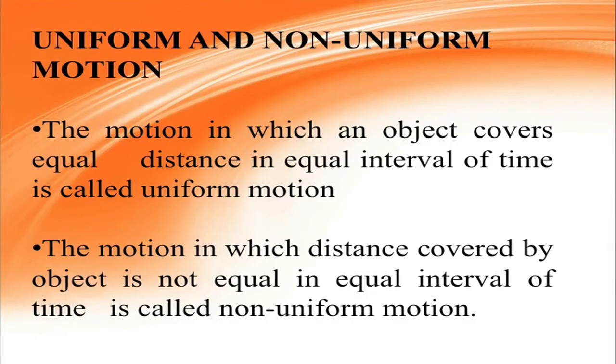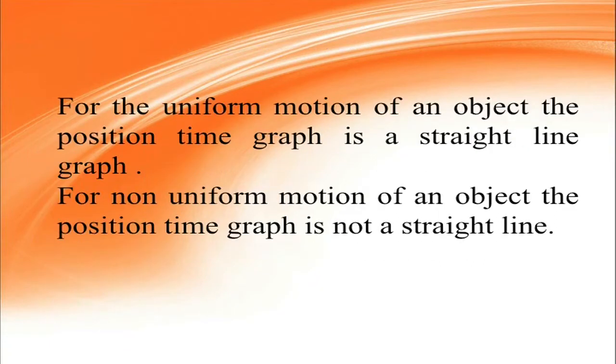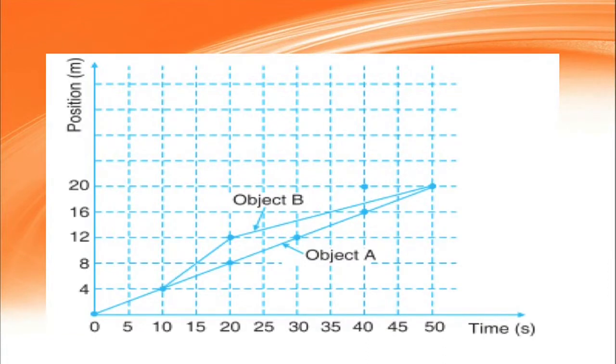The motion in which an object covers equal distance in equal intervals of time is called uniform motion, whereas the motion in which the distance covered by an object is not equal in equal intervals of time is called non-uniform motion. For the uniform motion of an object, the position-time graph is a straight line, and for non-uniform motion of an object, the position-time graph is not a straight line. So, we study the following graphs of motion and see which objects have uniform and non-uniform motion.